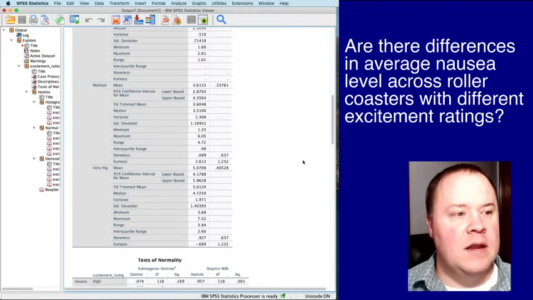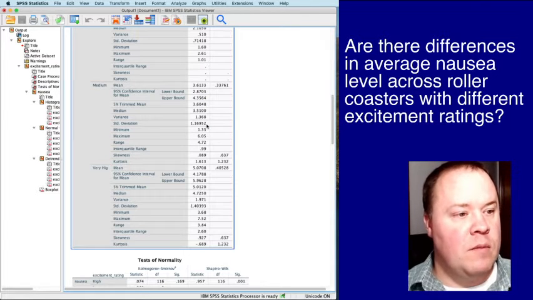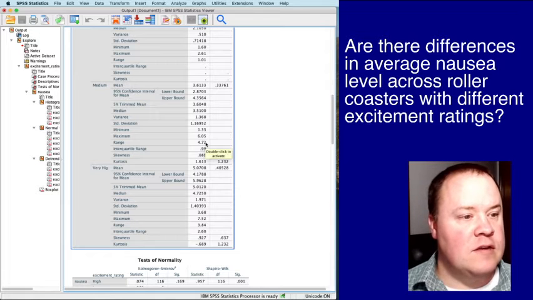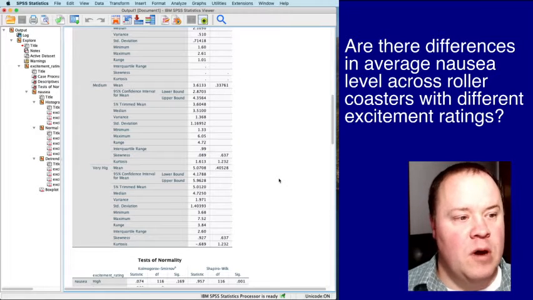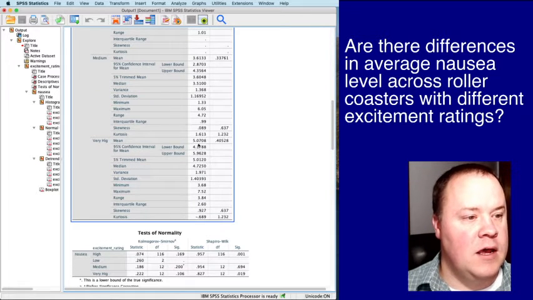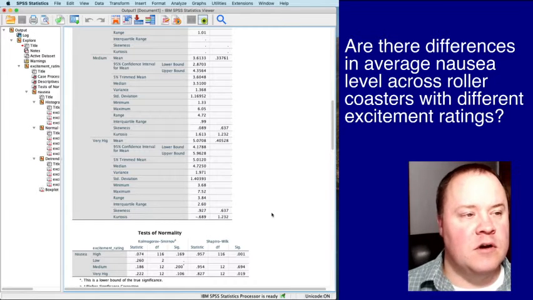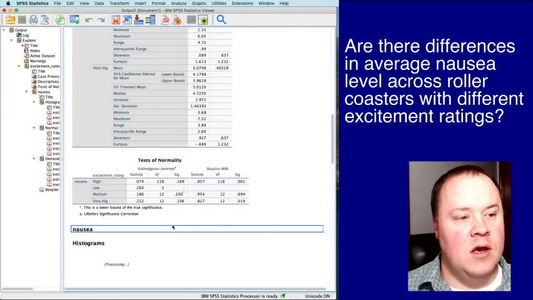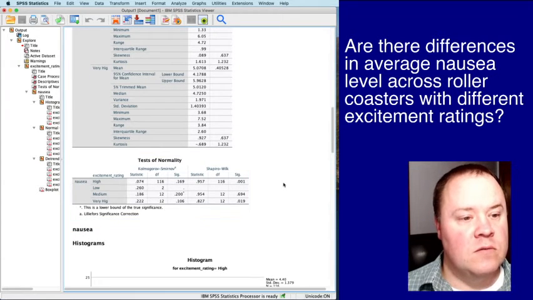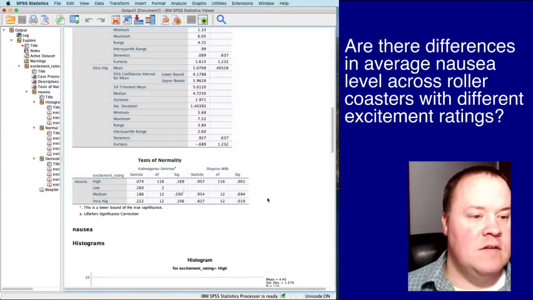And then the medium group, a mean of 3.6, a standard deviation of 1.1, range of 4.7, interquartile range about 1, and skewness and kurtosis look okay there, and they look okay here too for the very high group, mean of 5, standard deviation 1.4, a range of 3.8. So the ranges are very, very different across these. And we can see that showing up in the test of normality too, that we have these skewness and kurtosis values that appear to be within range, but something isn't right.